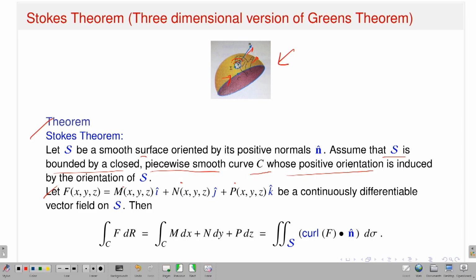Then the statement of Stokes theorem says the vector line integral of your vector field F over C, which is nothing but M dx plus N dy plus P dz over C, is exactly equal to the corresponding surface integral. What is the surface integral? You have to calculate the curl of F dot n cap. That means you take the normal component of the curl and perform the scalar surface integral of this integrand. So this surface integral is exactly equal to the vector line integral. That is the statement of Stokes theorem.